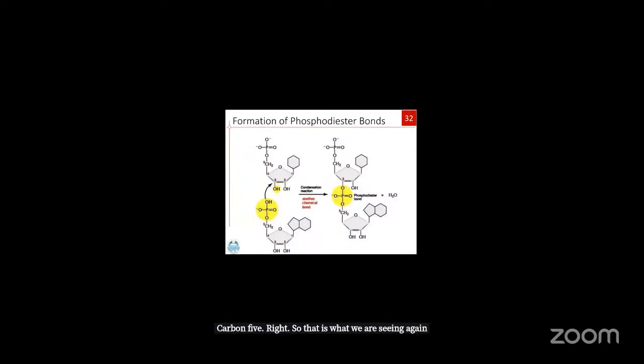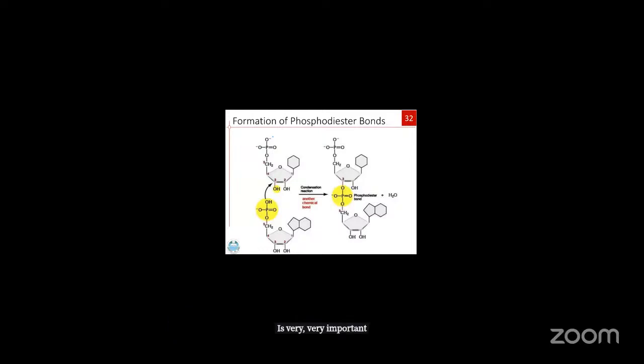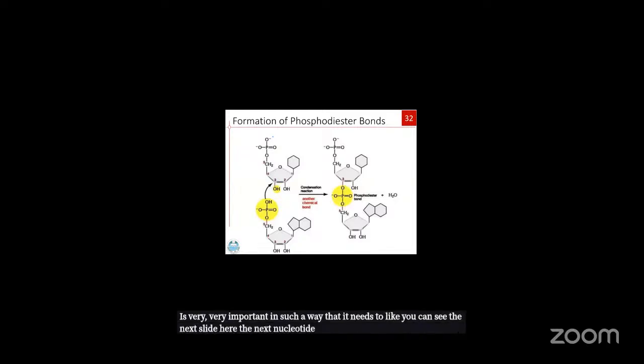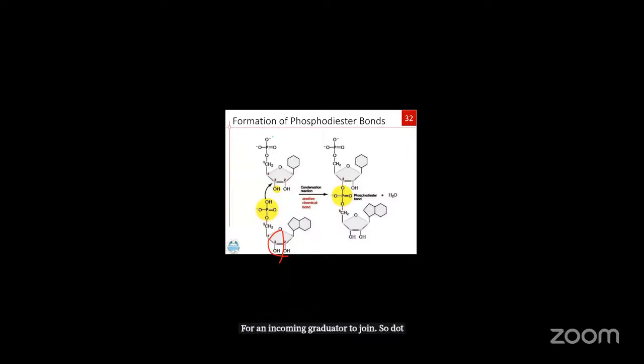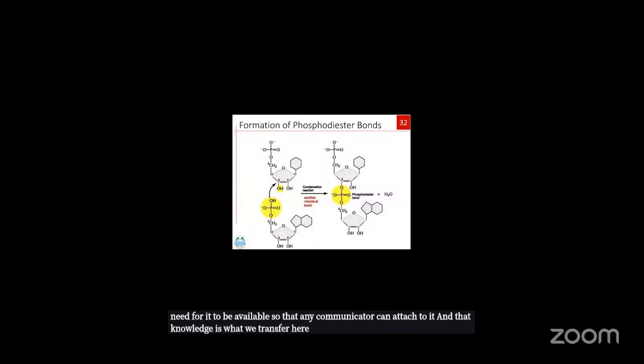And I remember saying that there is 5' to 3'. So this 3' is very, very important. You can see in the next slide, the next nucleotide here, the 3' is free for an incoming nucleotide to join. So that 3' needs to be available so that an incoming nucleotide can attach to it. And that knowledge is what we transfer here to slide 44.